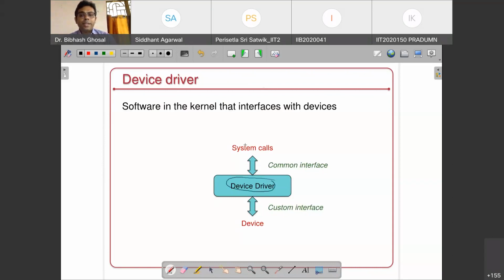So on one side, the application puts a request for some device through some system calls, but these system calls are not directly meant for the device. They are translated into something that is understood by the device. So let me give you an idea that will make things clear to you. Now that we have discussed the structure, let me put an example.